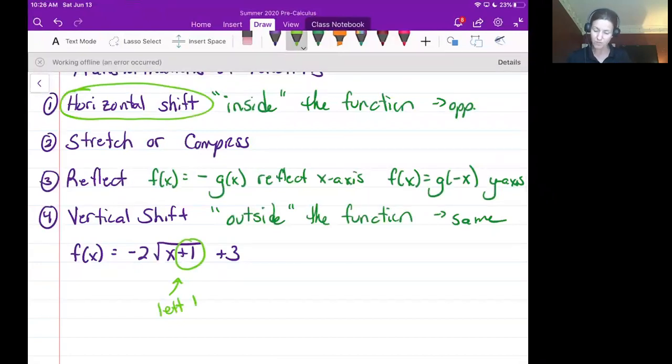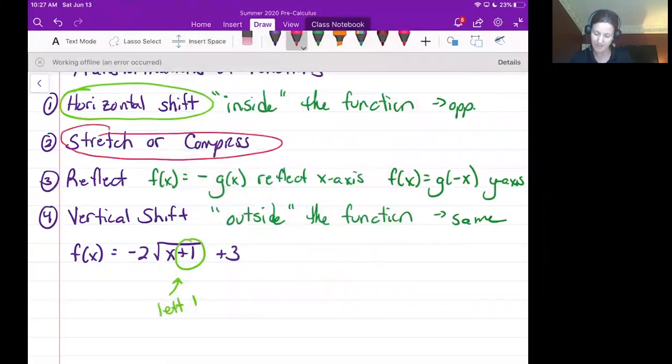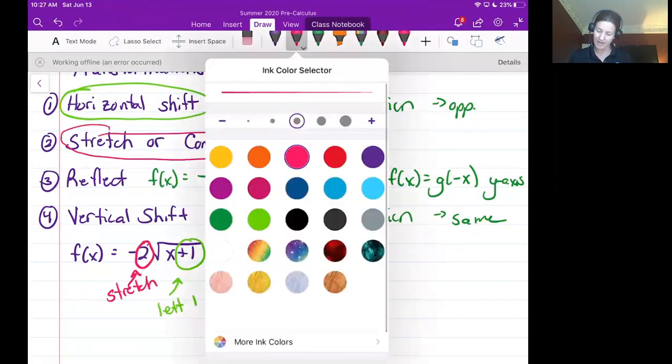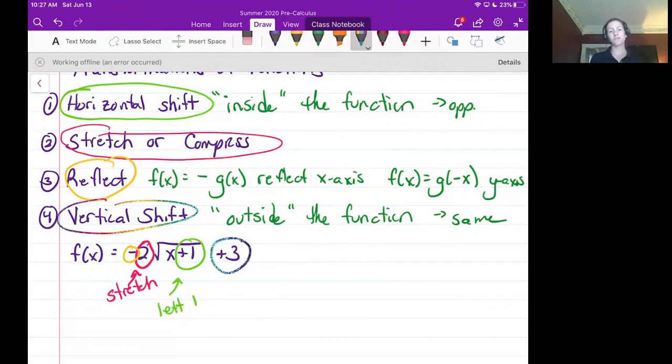Stretch and compress, we'll circle that in pink. Stretch or compress, that's the part outside. Okay, this one's going to rise more quickly because we're multiplying by 2. So we're going to stretch it. Reflect, we'll circle that in gold. Reflect is this negative, all right? And that's going to reflect it. And then the last one, we'll do our vertical shift, comes from out here. It's going to shift up 3.